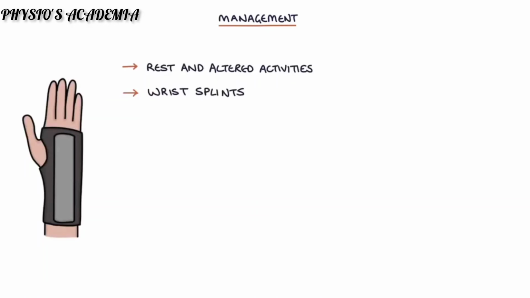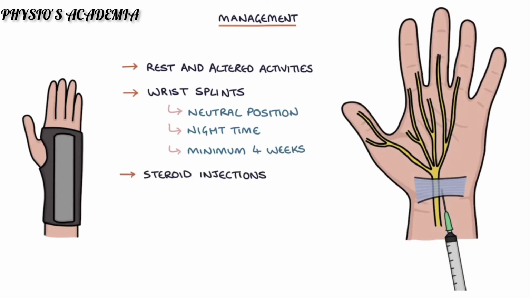Let's finally talk about the management. Management options for carpal tunnel syndrome are rest and altered activity, rest splints that maintain a neutral position of the wrist, worn at night time, typically for a minimum of 4 weeks, steroid injections, and surgery.